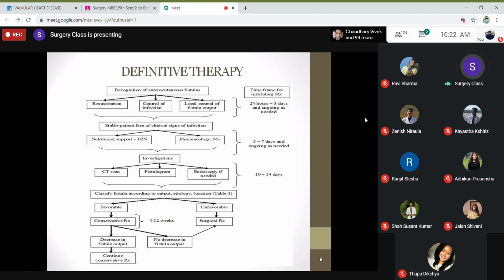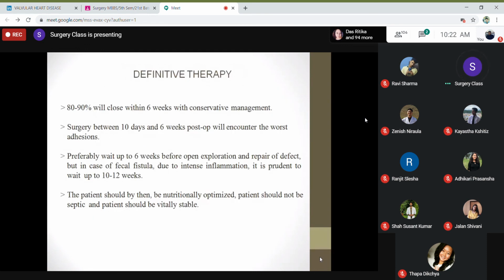Around 12 weeks it will heal. And if it is not healing, the output is going more and more, you are giving good nutrition, but it is not healing well, wait for about 2 weeks. Then if it is not going down, you may have to undergo surgery and close the fistula. So, 80 to 90% will close with treatment.